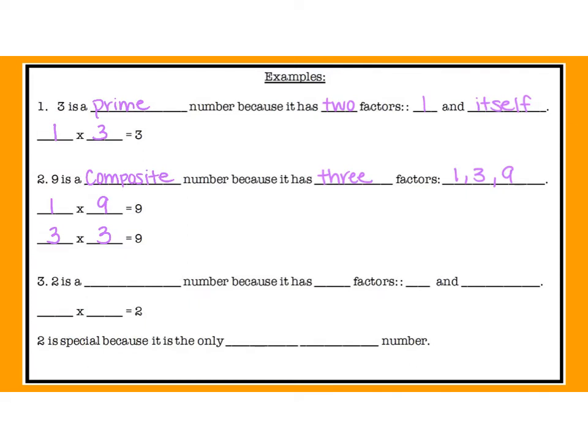Two is a prime number because it has two factors, 1 and itself. So we can multiply 1 times 2, and it equals 2. 2 is special because it is the only even prime number.